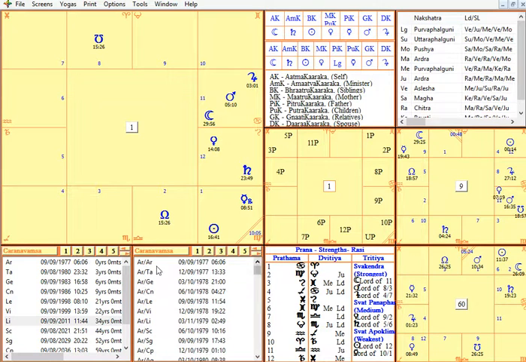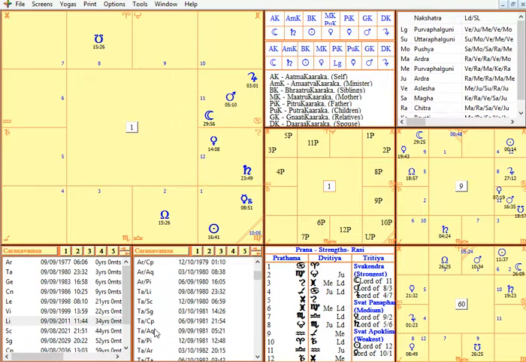So, for instance, Aries dasha starts at Aries because it's an odd sign and goes around the zodiac till it gets to Pisces, and then Taurus starts. Now, Taurus is an even sign, so it's not going to be Taurus that starts the dasha. It's going to be Taurus Libra. We have to start the antardashas at the mirror of Taurus. So it'll be Taurus Libra, and it'll go around to Taurus Virgo.